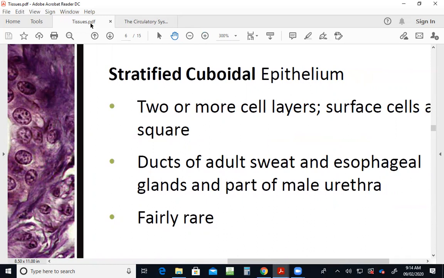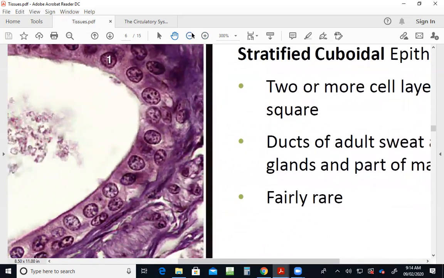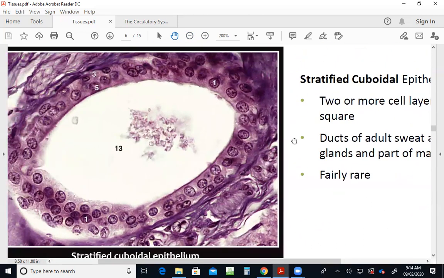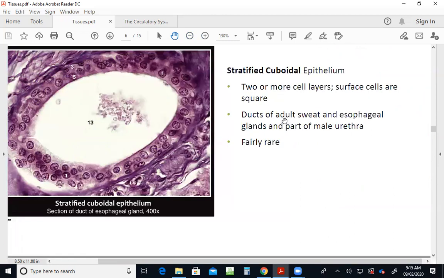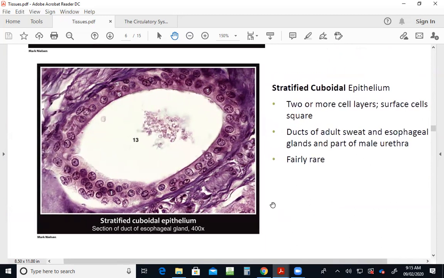All right, stratified cuboidal tells us that we've got at least two, sometimes more layers of cube-shaped cells. Okay, these are fairly rare. It's not like some people have them and others don't. It's just that there's not a lot of examples of them in the body. Found in some of our adult sweat glands, esophageal glands, and our throat, part of the male urethra. Looking at our picture, it's this purple area. You can see a layer of cells that lines this duct, and then there's a second layer just outside of it, maybe even a third layer, so that makes it stratified.